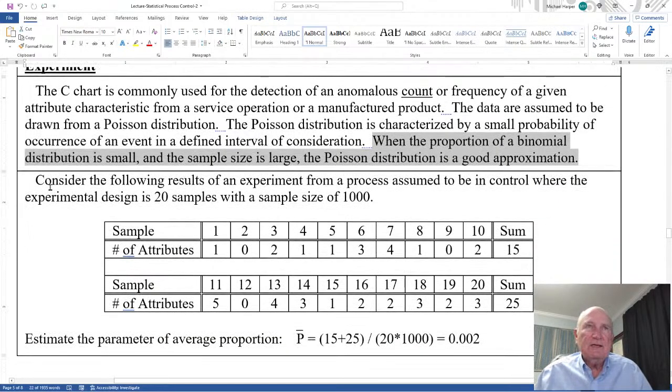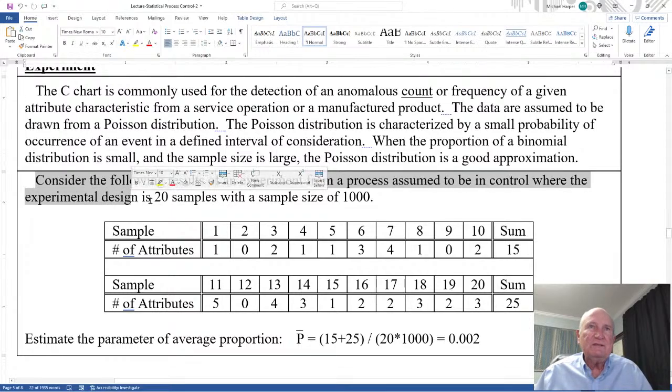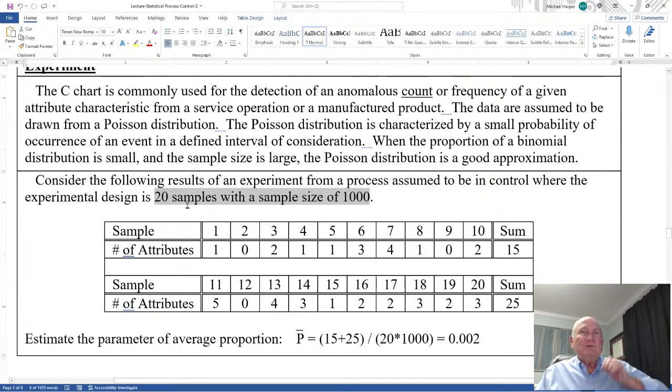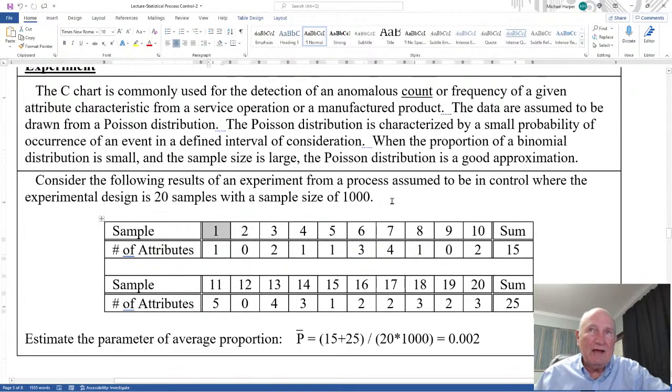So let's do it. Consider the following results of an experiment from a process assumed to be in control again, where the experimental design is 20 samples with a sample size of 1,000. Okay, now the 20 samples, each sample has 1,000 measurements in it. Okay, and so now I'm just giving you the samples here. But each sample will have 1,000 measurements in it. So now we're measuring a lot here. There's 20 samples, we have 20,000 measurements. That's quite a bit. Okay, now we're measuring the attribute in each one of these samples.